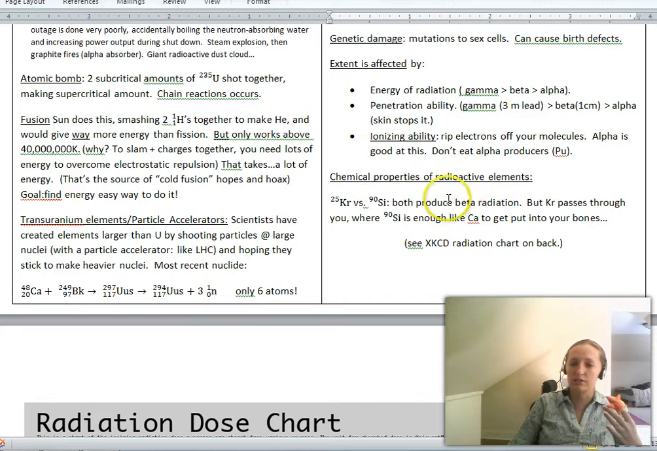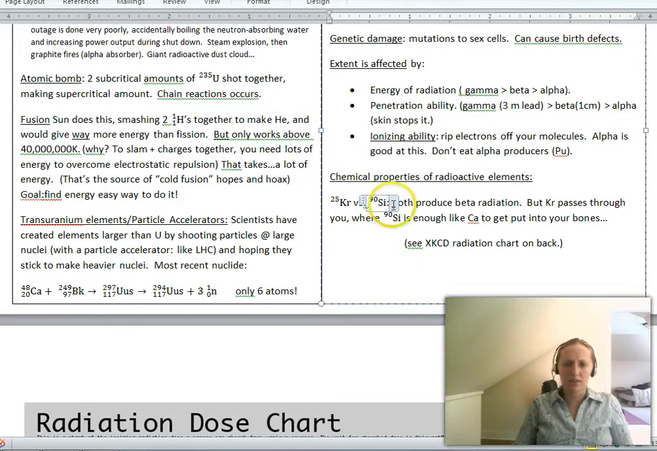Okay. And then the other thing that matters is the chemical properties of the elements that you're dealing with that are radioactive. So for example, krypton and silicon. Silicon? Hang on a second. Yeah, it's not silicon. It's strontium. Strontium 90.